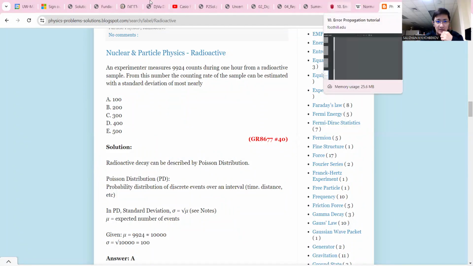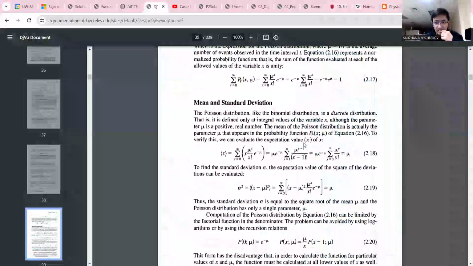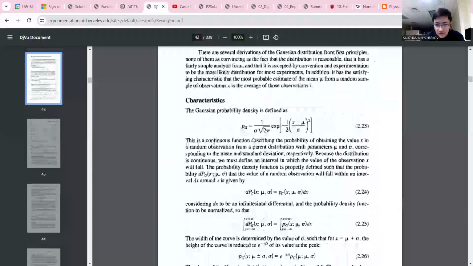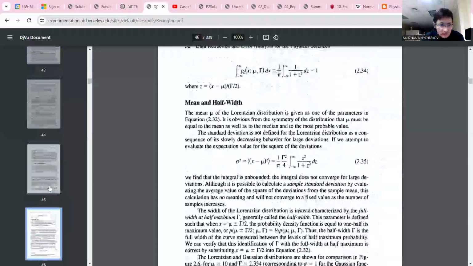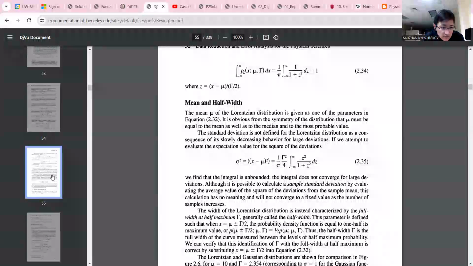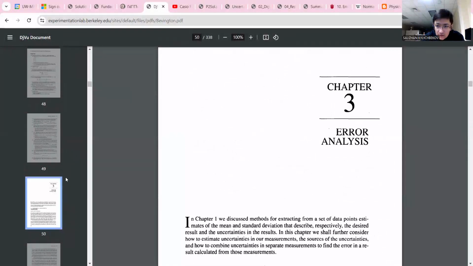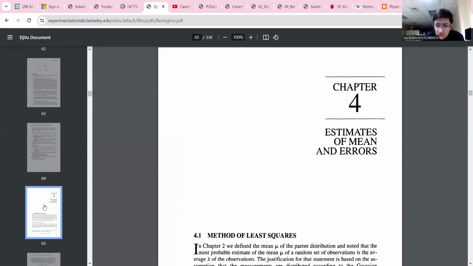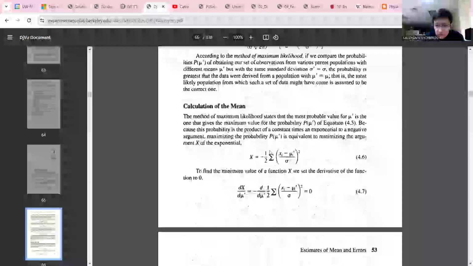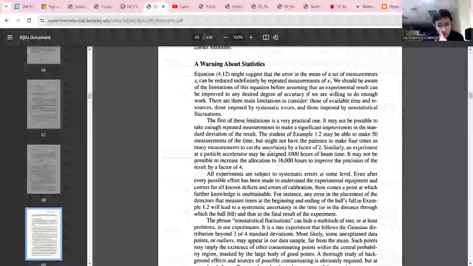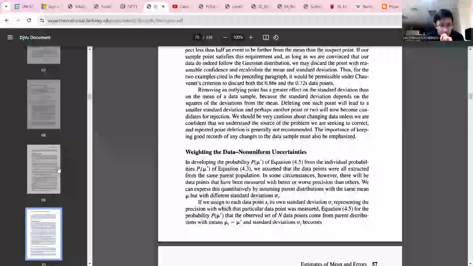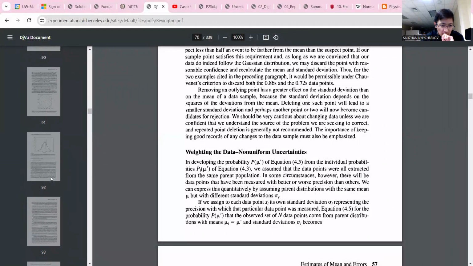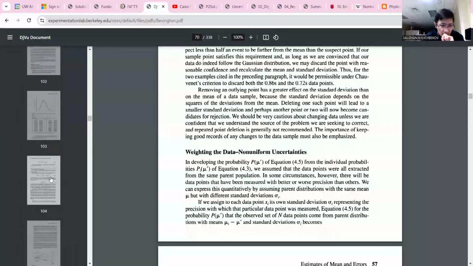Let's come to linearization, the last one. Linearization, let's take a look at where that linearization is. Which chapter was that? Error analysis. Estimates of mean and errors. Where are you? Not Monte Carlo. Chapter 6, it seems.